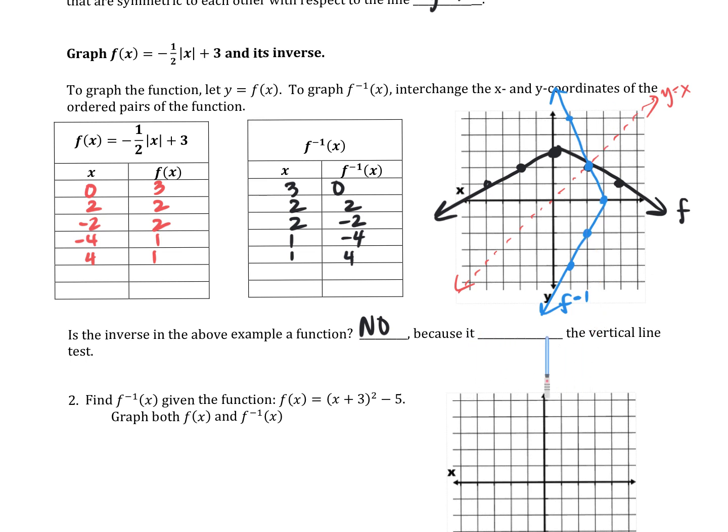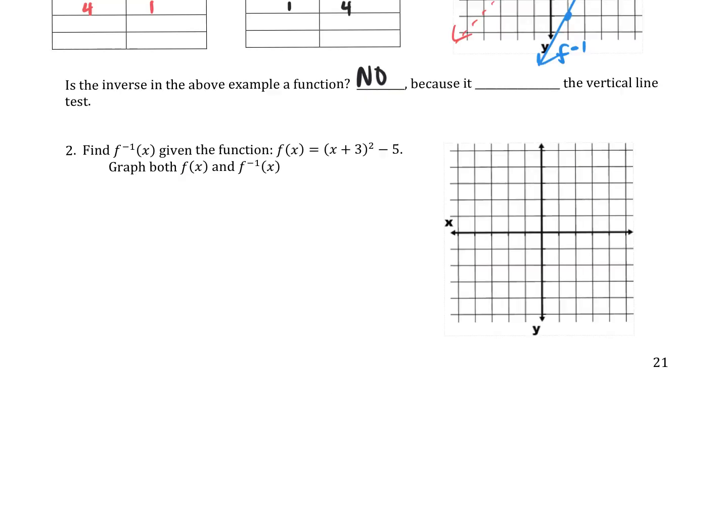Exactly. Because it passes or fails the vertical line test. Beautiful. Fails the vertical line test. He said, when I draw this red line, I hit that graph twice. Therefore, it's definitely not a function. Agreed. So now I said, hey, go find the inverse of this function. Then graph both the original and the inverse.